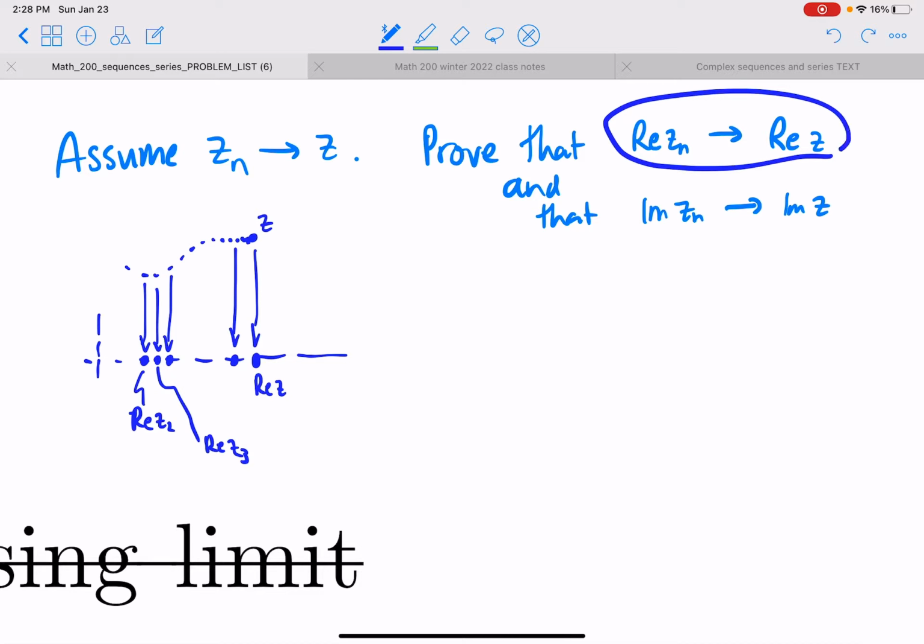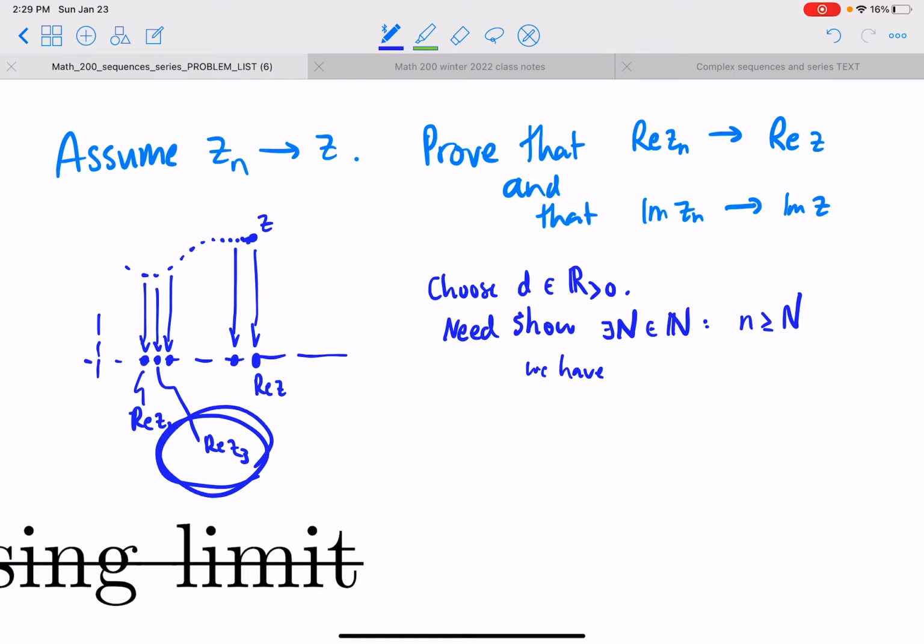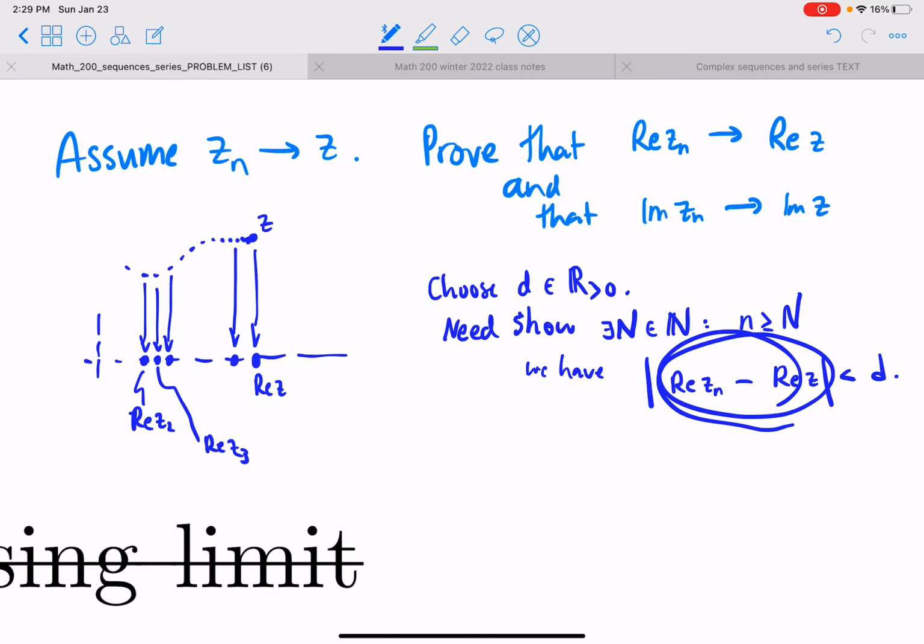Okay, so how do we prove that a sequence converges? Well, choose d positive. We need to show that we'll be eventually within d. We need to show that there exists an n such that past that point, all the real parts of the z's are within d. You know, they're d close. The distance between these things is less than d.